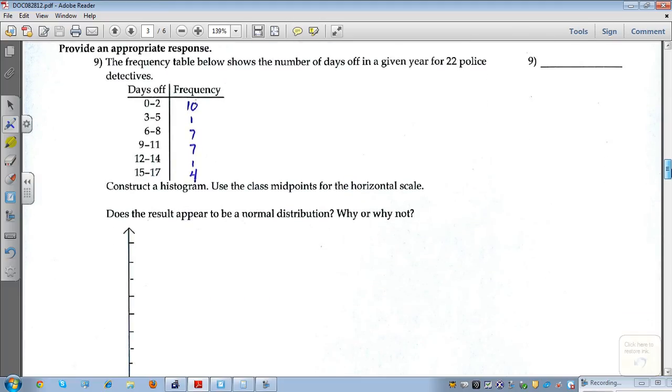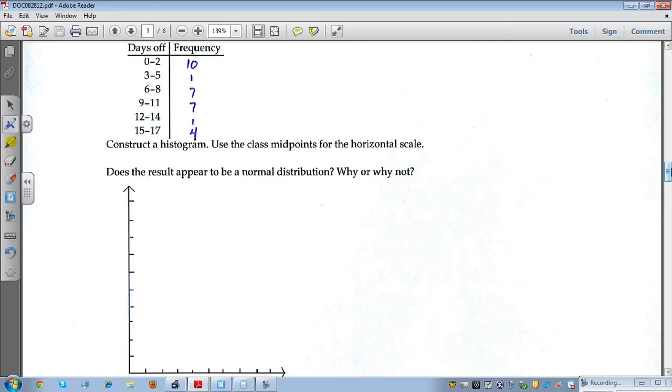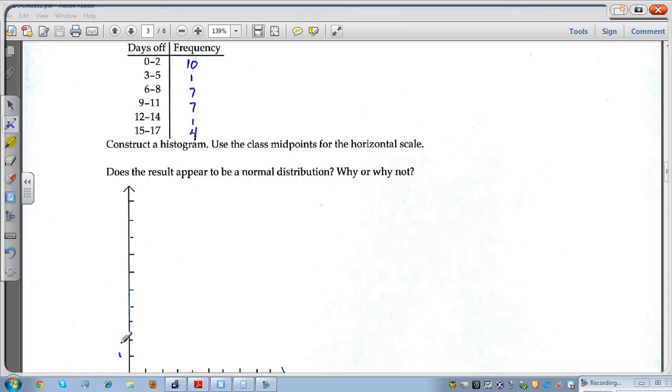Make a frequency chart or a histogram given the frequency chart. Use class midpoints for the horizontal scale. Does it appear to be normally distributed? So, looks like we have a max of 10. So let's go 1, 2, 3, 4, 5, 6, 7, 8, 9, 10. And the first one goes all the way up to 10. So we can put our bars in.